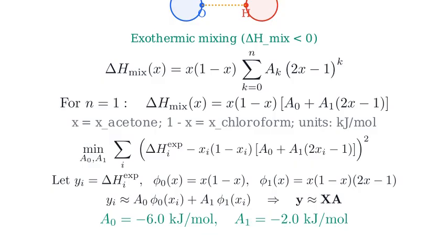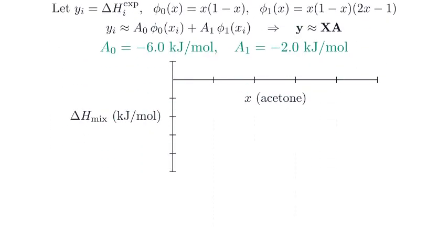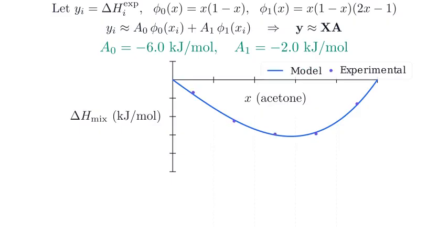Now, let's graph the mixing enthalpy versus composition and mark the maximum exotherm. That is the most negative value. We draw axes with x from 0 to 1 and delta H from negative 2.5 to 0.5 kilojoules per mole. We plot the Redlich-Kister curve using A0 equals negative 6 and A1 equals negative 2. We add a few experimental points that our model fits. Finally, we mark the composition x star, where the curve reaches its minimum value.